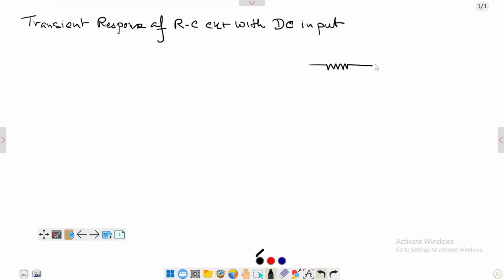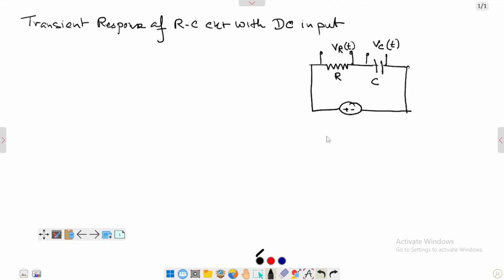I have a R here, I have a C here, and I will apply a DC voltage to this RC circuit. And this is my R, and this is my C, and the voltage drop across R is VR of T at certain time interval T, and the voltage across C is VC of T. And this is my voltage applied here.